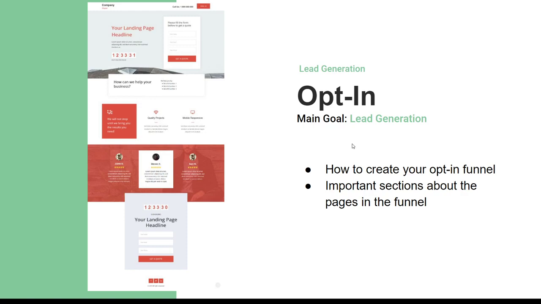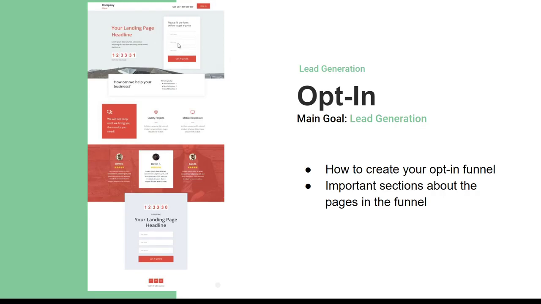The next lead generation type of funnel that we'll be looking into is the opt-in funnel. That's a funnel that again is very similar to the lead generation type of funnel, where the goal for this funnel is to generate the lead. But the difference is that you have the form on the same landing page.